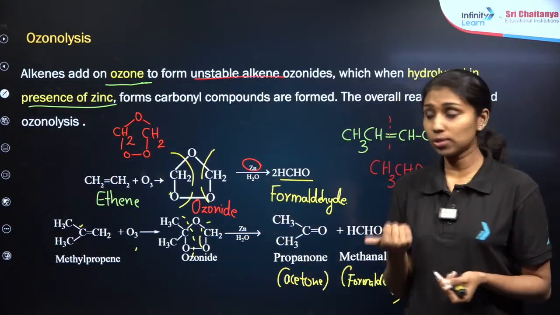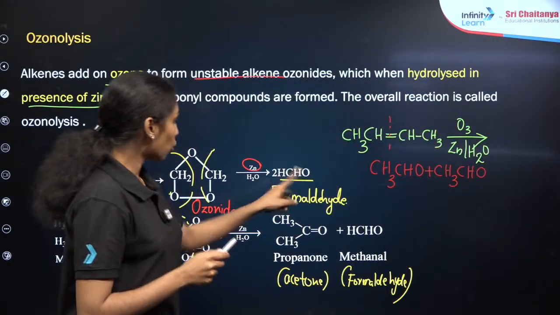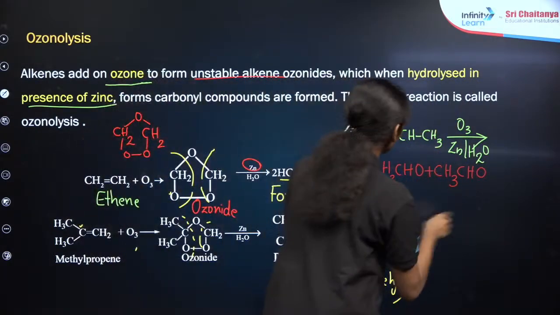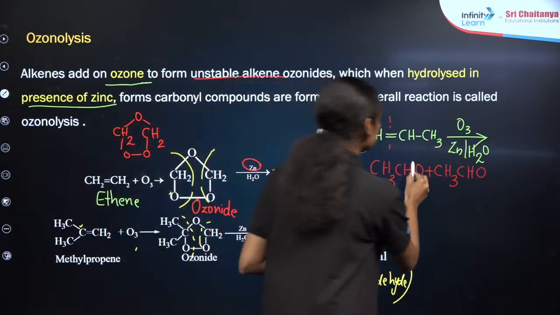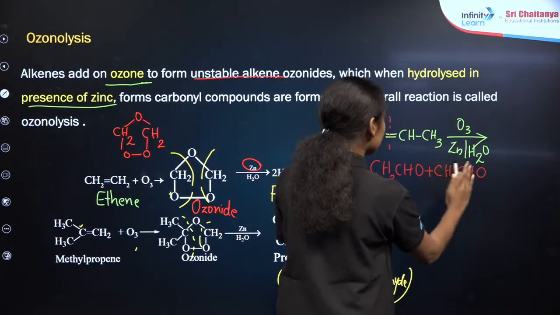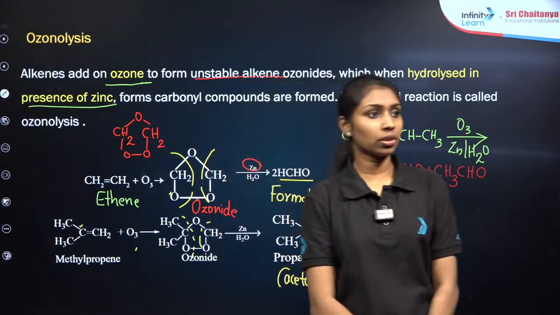You may get more questions from this particular topic. The question may be like this: predict the products, or from the products you can also predict the alkene. What you have to do is just delete these oxygens, combine these carbons, and make it a double bond. Is that clear?